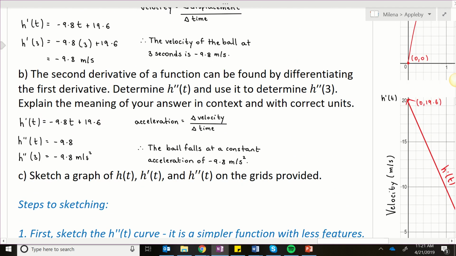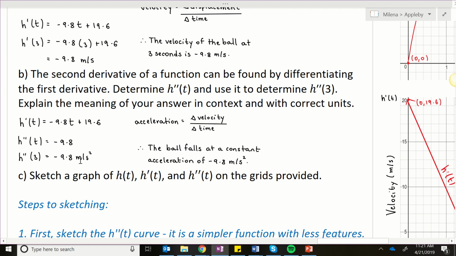Part B. The second derivative of a function can be found by differentiating the first derivative. Determine h''(t) and use it to determine h''(3). Explain the meaning of your answer in context and with correct units. Now, h''(t) is the first derivative of h'(t). So to determine h''(t), we need to differentiate our velocity equation using the power rule again to get a constant function of negative 9.8 meters per second squared.